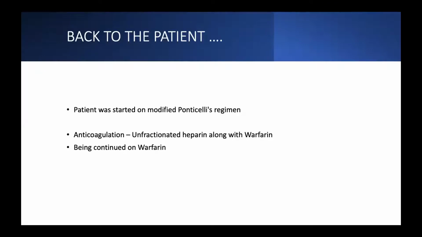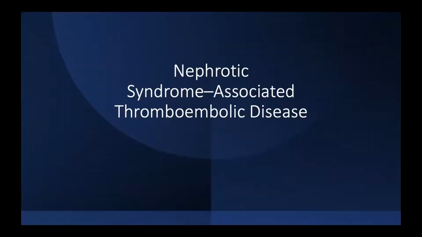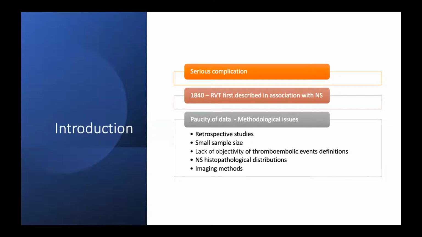I'll just review some of the thrombotic complications associated with nephrotic syndrome. These thromboembolic complications are serious complications which were known from about 1840, when the first case of renal vein thrombosis was described in association with nephrotic syndrome. But even then, there is paucity of data with regard to thromboembolic complications and their management.